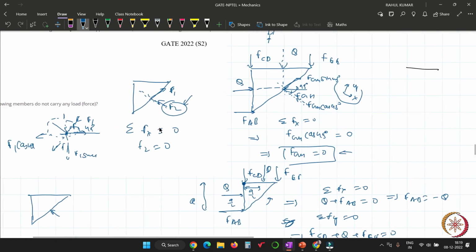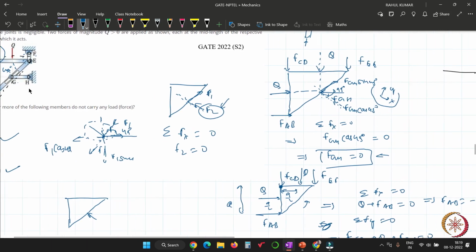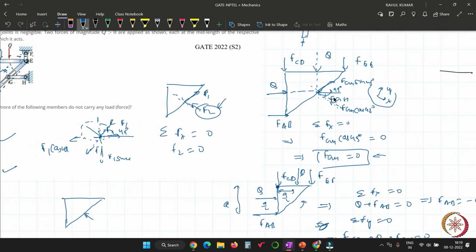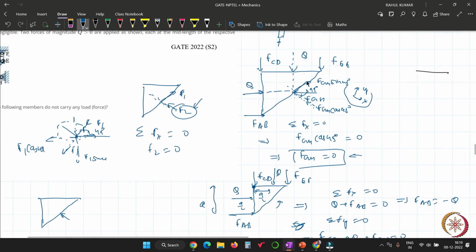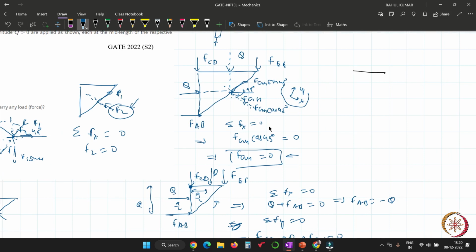It is a link, right? It is a link, and there is only one force which is directly along the direction of the link. If you resolve in these two directions, FGH cos 45 and FGH sin 45, there is no force to balance this force. If you apply the equilibrium in this direction, what will you write?